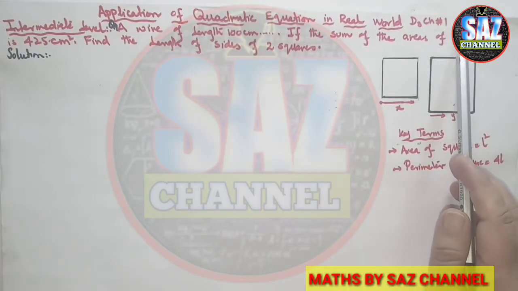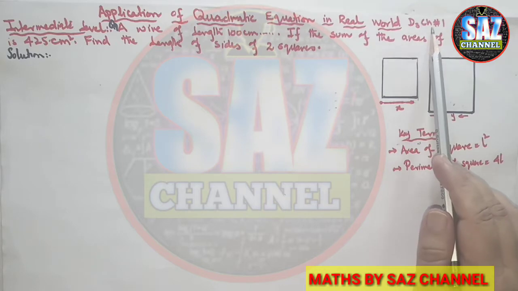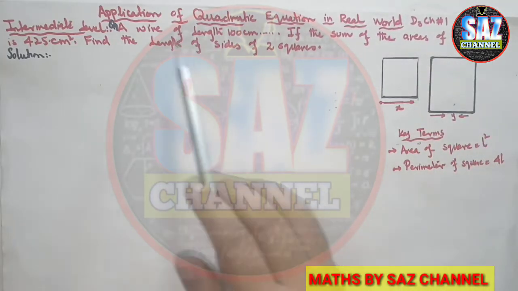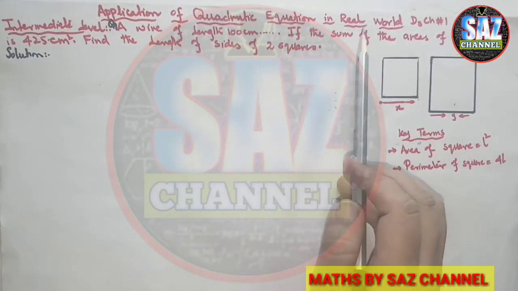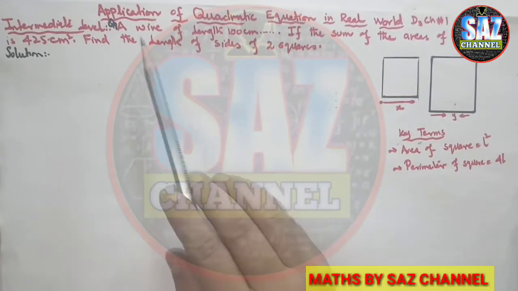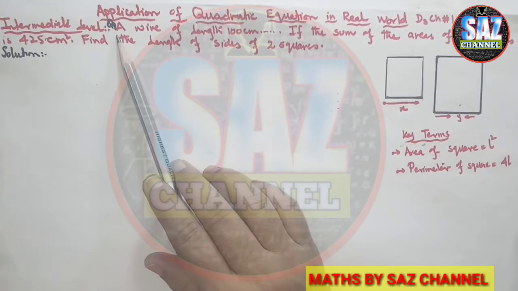This is my fifth lesson of D3 chapter number 1 exercise 1D, that is about application of quadratic equation in real world. In this lesson I will solve question number 9. Let's read the question first.